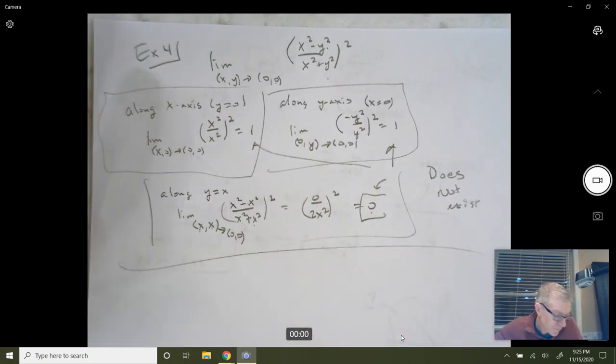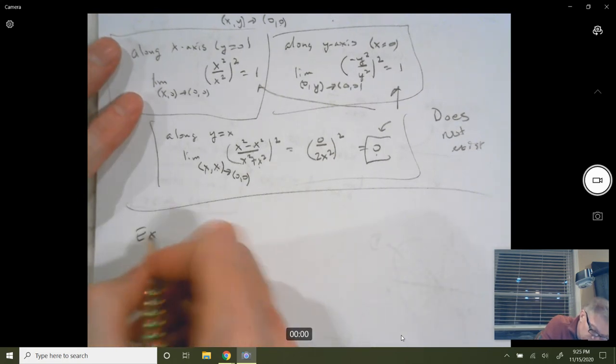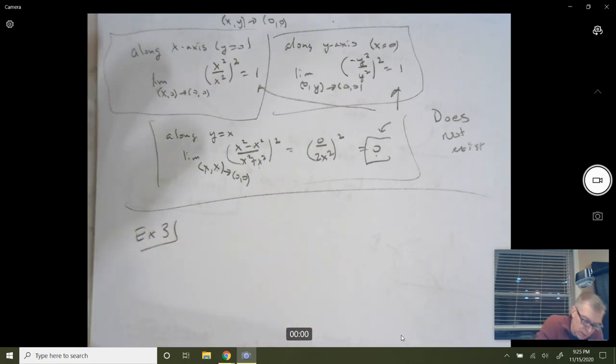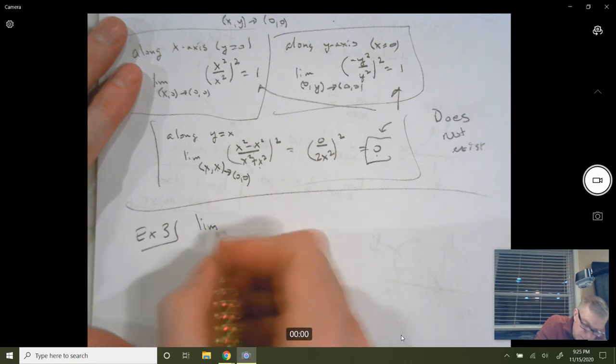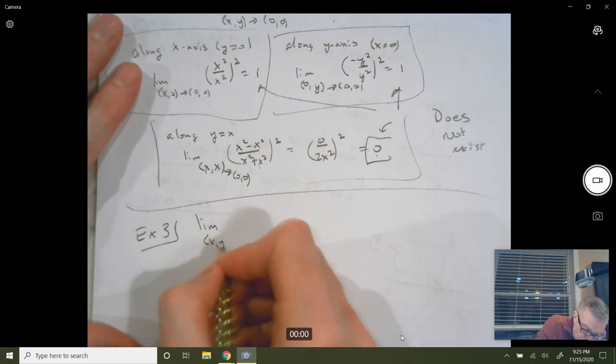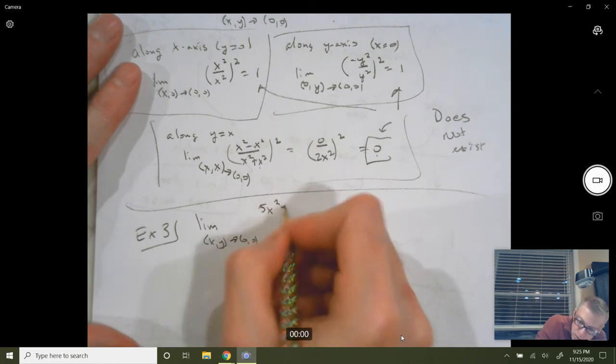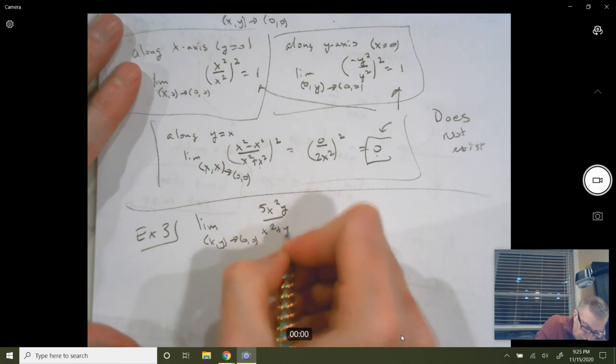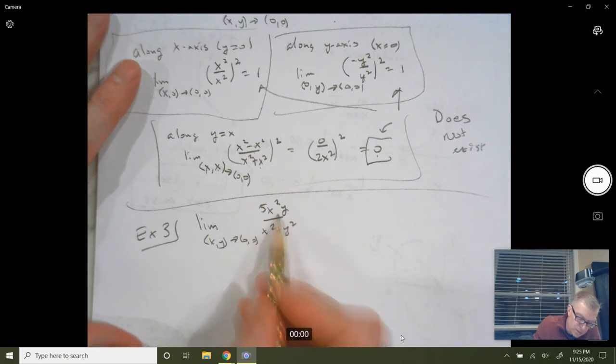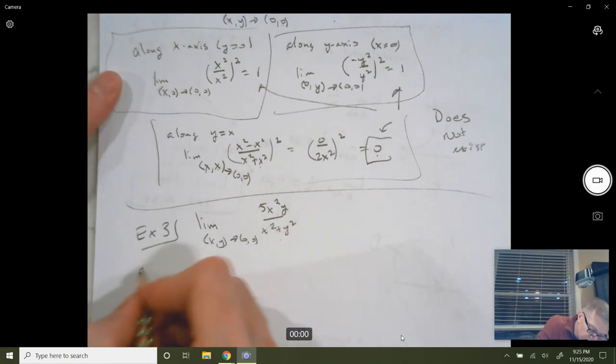Okay. And now I want to talk about example number 3. Example number 3 is interesting. We kind of jumped around a little bit. Here's the limit as (x, y) approaches (0, 0) of 5x squared y over x squared plus y squared. We're approaching (0, 0), we get 0 over 0. Let's start trying our different pathways.